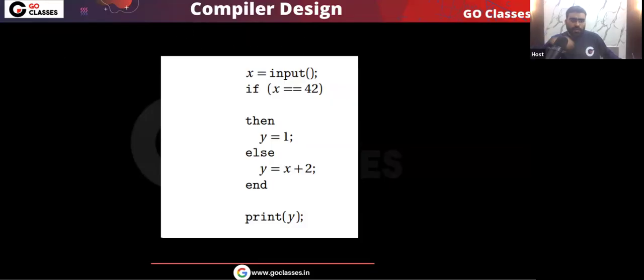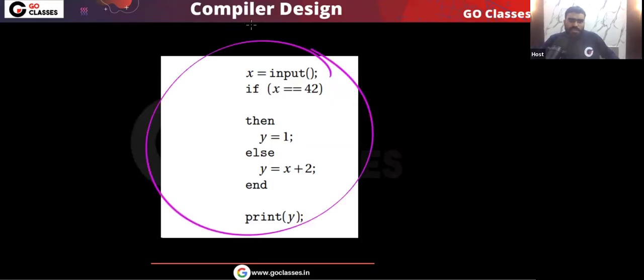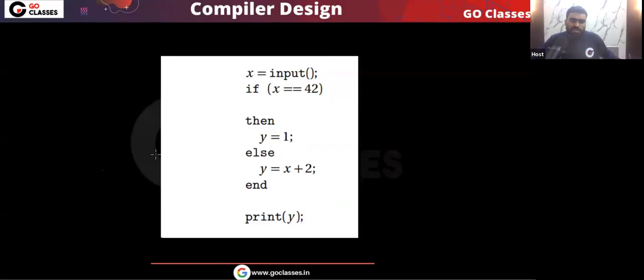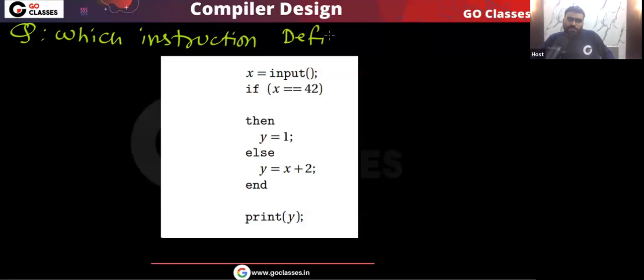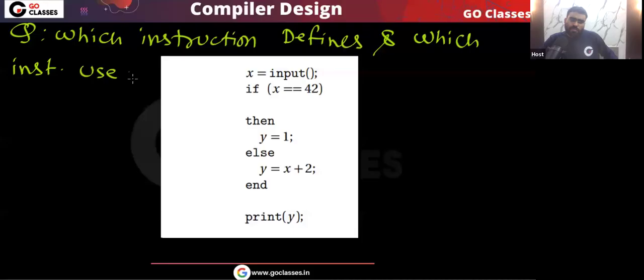Before I ask you that, tell me which instruction is defining and which instruction is using. Look at this code and tell me which instruction is using and which instruction is defining. Please understand my question. My question is, which instruction defines and which instruction uses a variable?